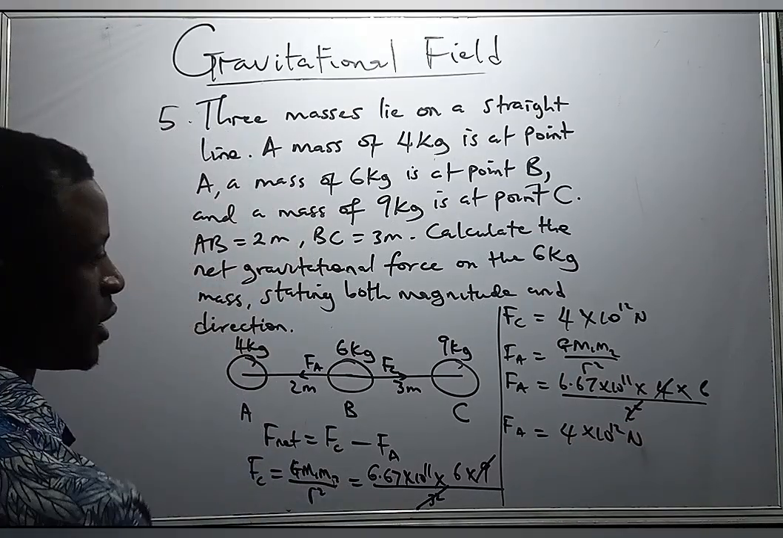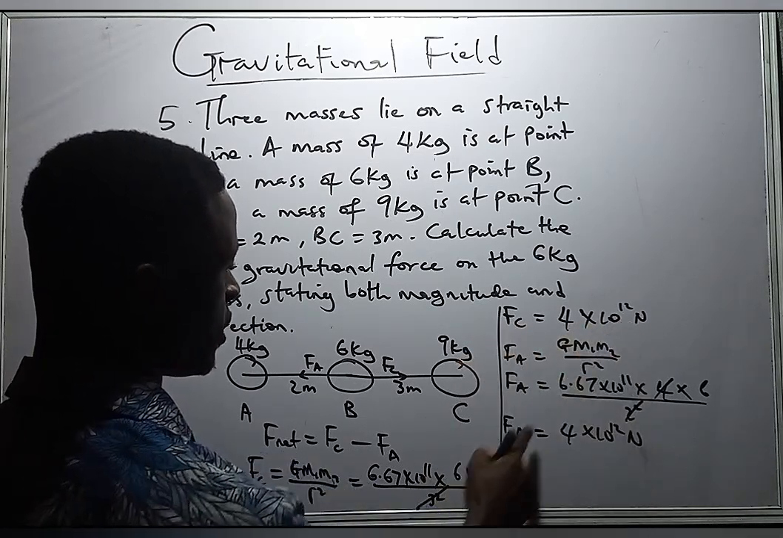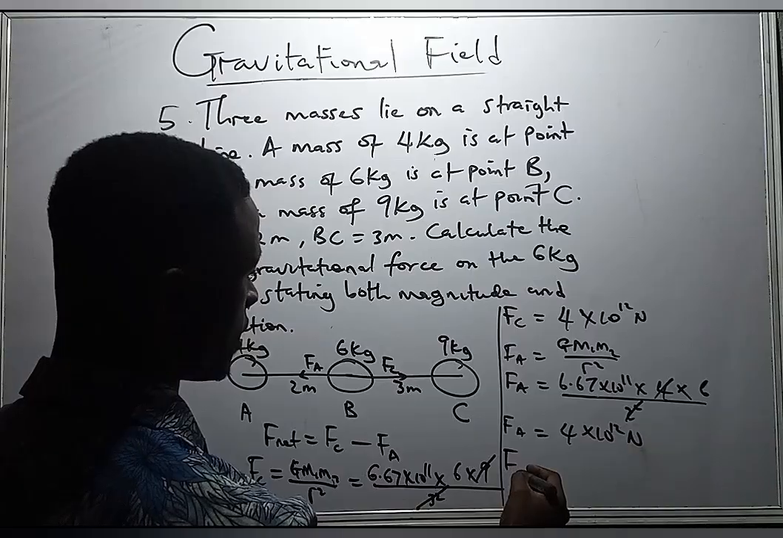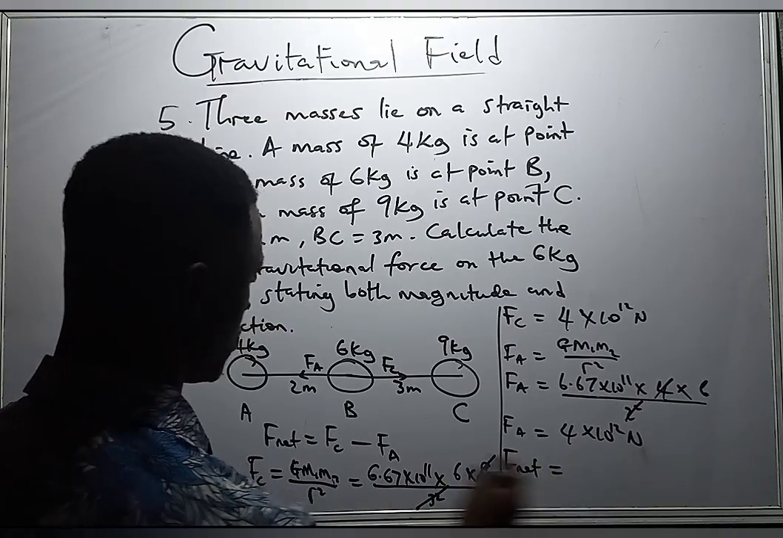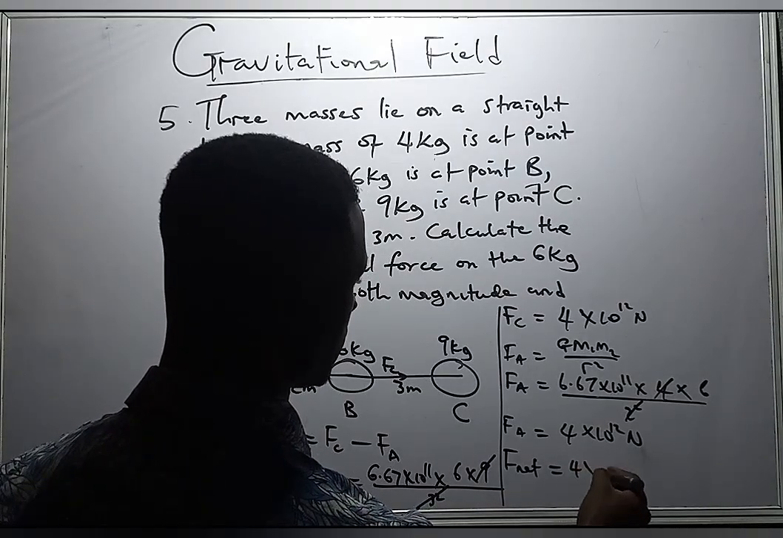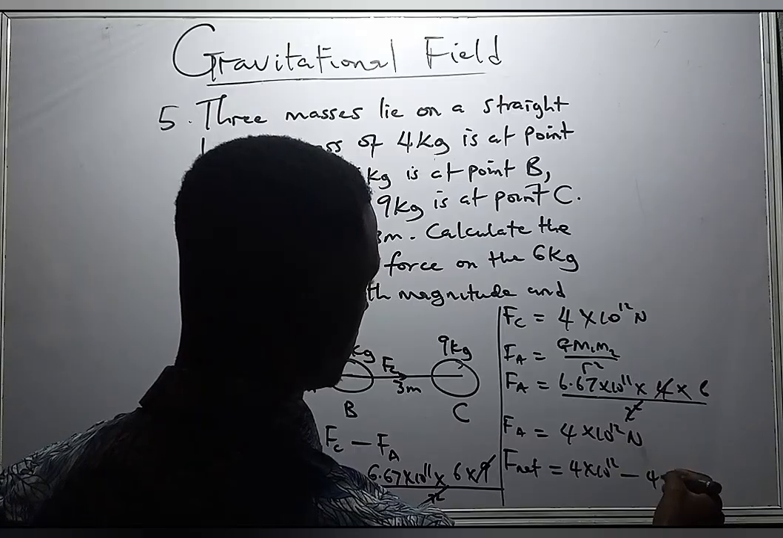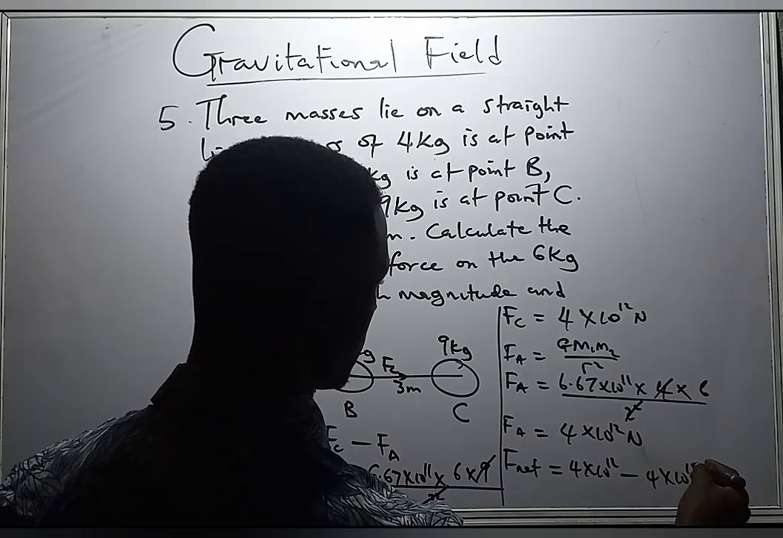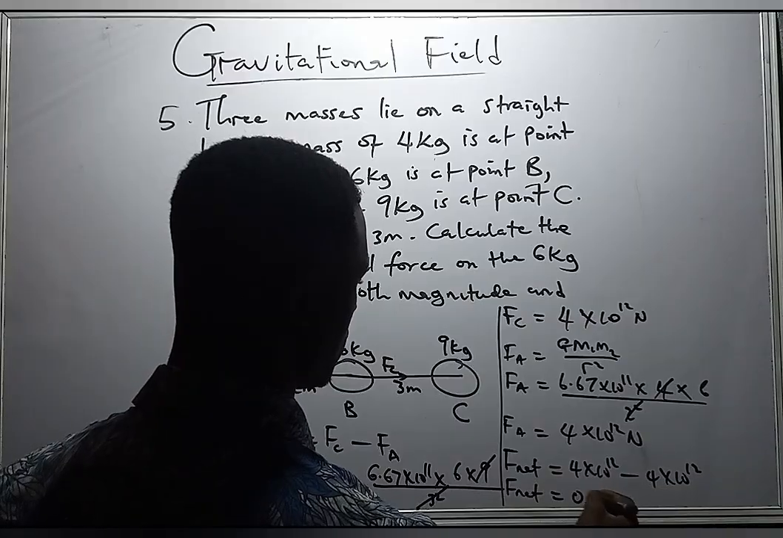Now look at this. FC is 4 times 10 raised to power minus 10 Newton. FA is also 4 times 10 raised to power minus 10 Newton. Therefore, my F net is equal to, remember what we wrote here, FC minus FA. FC is 4 times 10 raised to power minus 10 minus FA is 4 times 10 raised to power minus 10. And net gravitational force is going to give me 0 Newton.